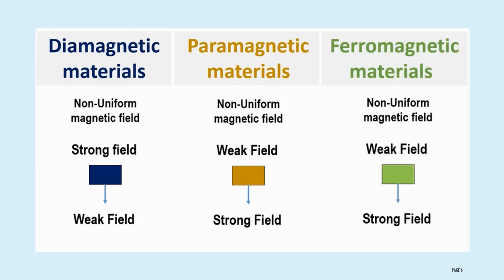If you place a diamagnetic material in a non-uniform magnetic field, then that material will move from the strong field region to the weak field region. Then in the case of a paramagnetic material, if you place it in a non-uniform magnetic field, then that material will move from the weak field region to the strong field region. In the case of a ferromagnetic material, if you place it in a non-uniform magnetic field, then that material will also move from the weak field region to the strong field region.